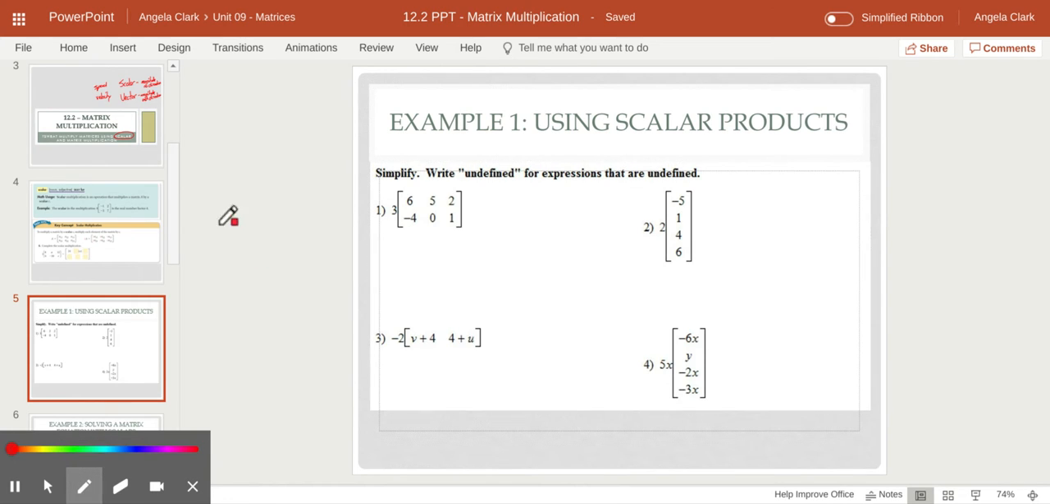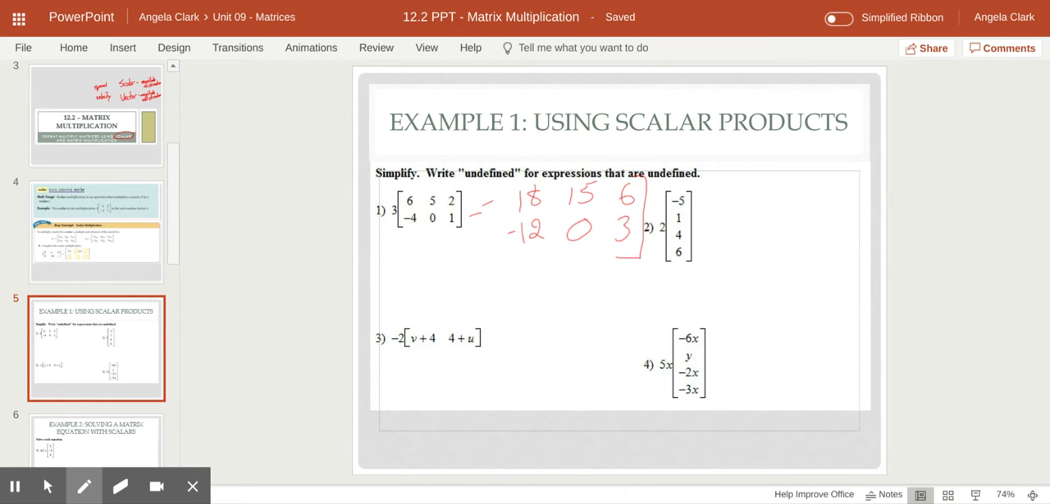So here, again, we're multiplying by 3. So we're just going to multiply everything by 3. 6 times 3 is 18. 5 times 3 is 15. 2 times 3 is 6. Next row, negative 4 times 3 is negative 12. 0 times 3 is 0. 1 times 3 is 3. So that's really all there is to it. You're just multiplying everything in the matrix by the scalar.